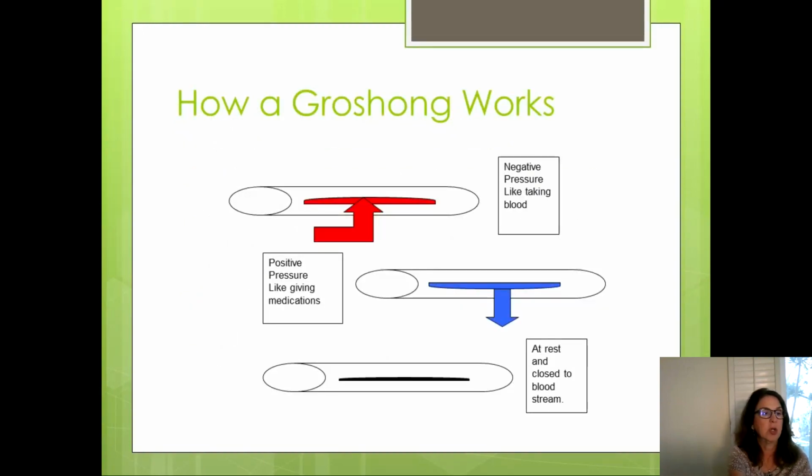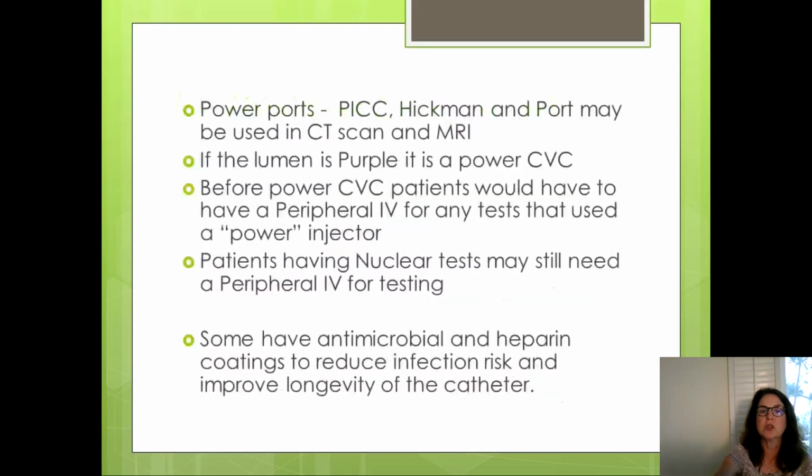And here's just a picture of the physics of it. Basically, negative pressure, like when you're taking a blood draw. Positive pressure, like when you give medications, so it'll push in, but at rest, it's closed to the bloodstream. Somebody came up with a great design. Whether it's used all the time or not will depend on the patient and the physician.